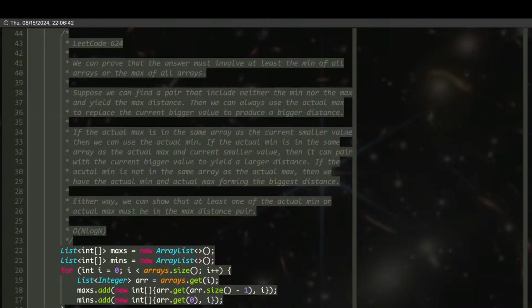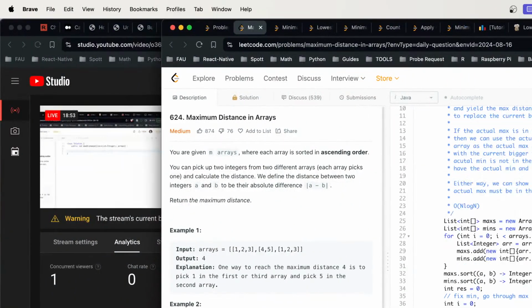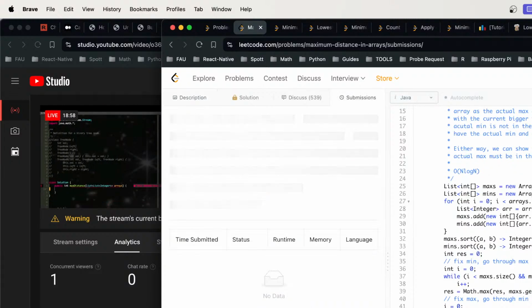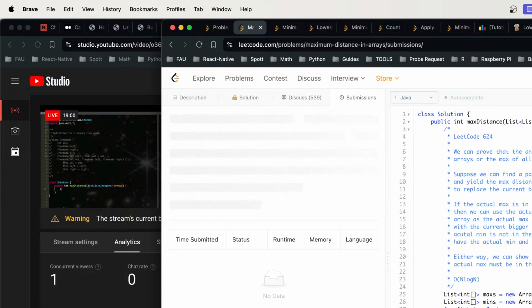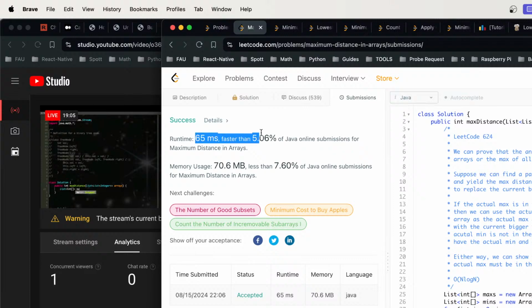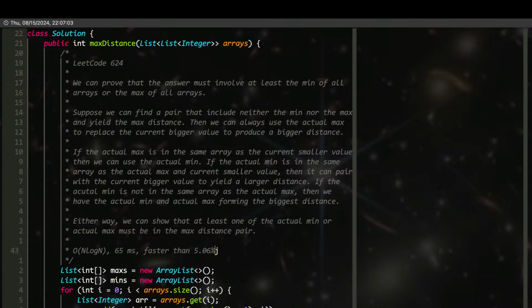Okay, I think this sounds logical. Run it one more time and let's take a look. Okay, it's correct, but good lord, it's slow. I think I know why it's slow. You don't need to do it this way.